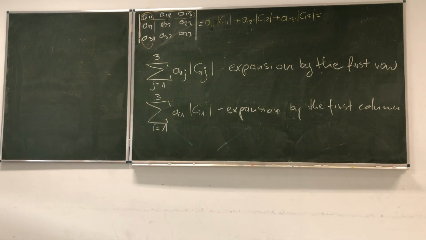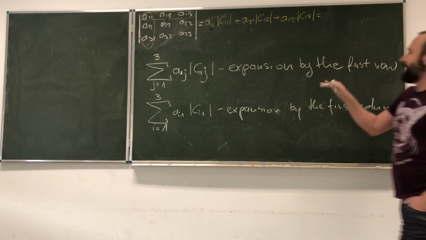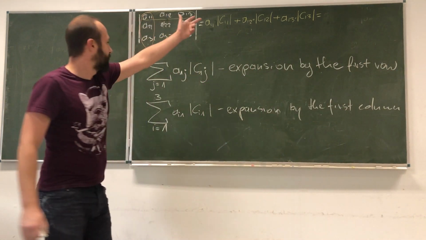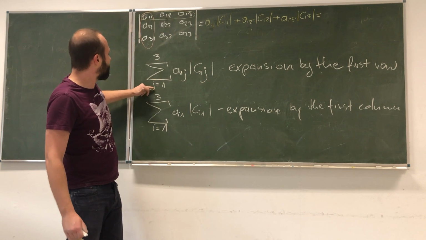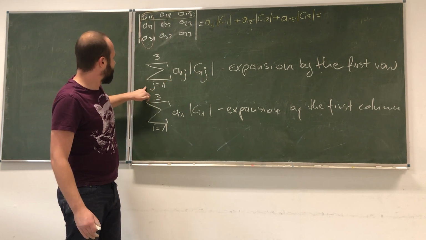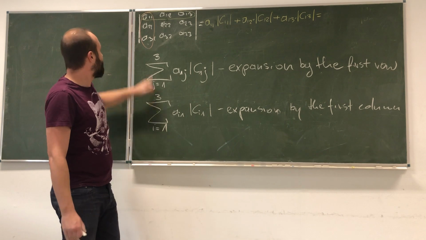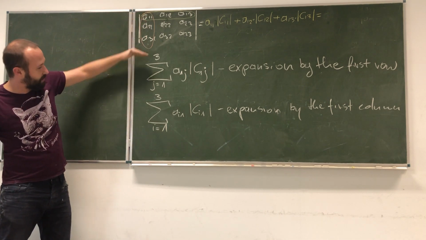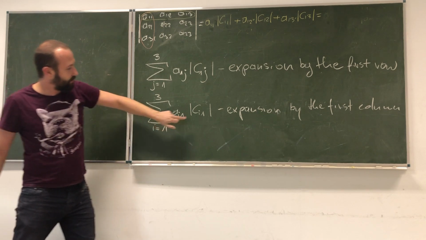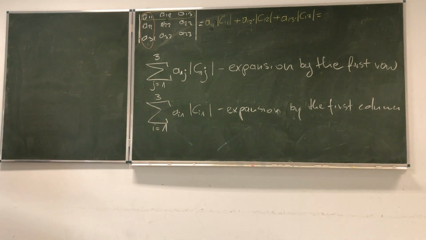Okay, and I know this is very tricky at the beginning, but remember, when we do expansion by the first row, we are actually moving along the columns. This is why the column index here is changing. Well, when we do expansion by a column, we move through rows. So this is why the first index is changing. But look, this is not a formal definition.